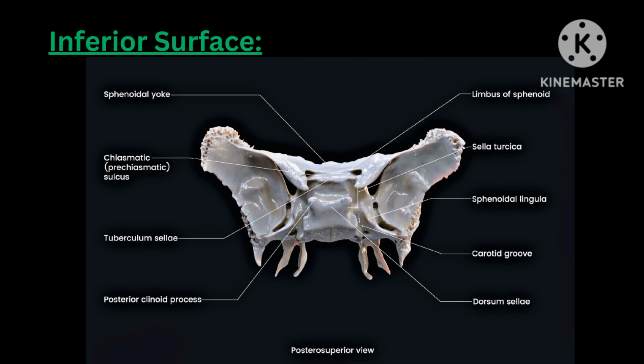Each lateral surface of the sphenoid body unites with the greater wing and the pterygoid process of the sphenoid. This surface also has an important feature, which is called the carotid groove. The carotid groove is a longitudinal groove that houses the internal carotid artery and the cavernous sinus.